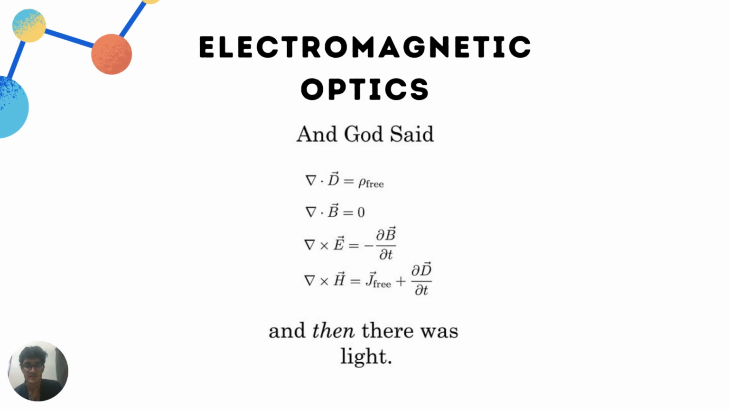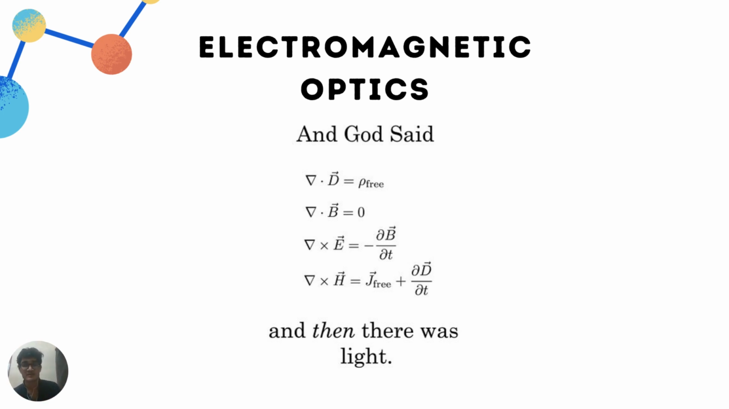Then there is del cross H equals J free, the free charge current density, plus del D by del t. This might be recalled as del cross B is equal to J plus del E by del t. This is Ampere's law. So all these laws, four of them together, are called Maxwell's laws. And as the slide says, God said Maxwell's laws, and then there was light.